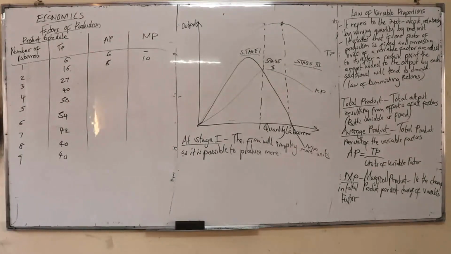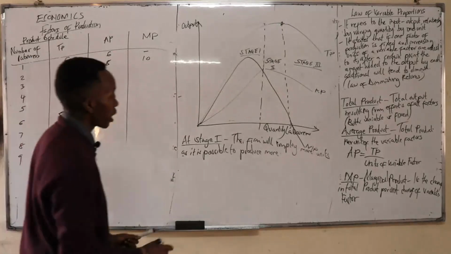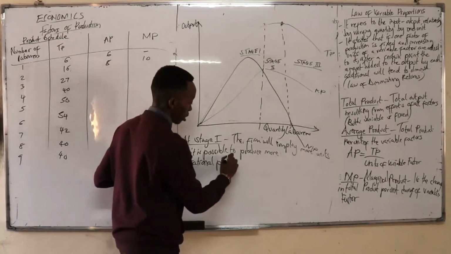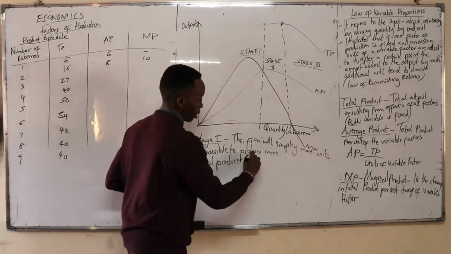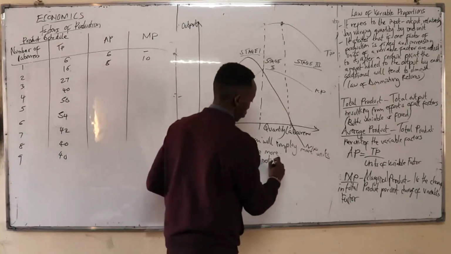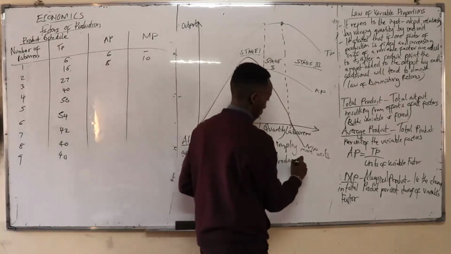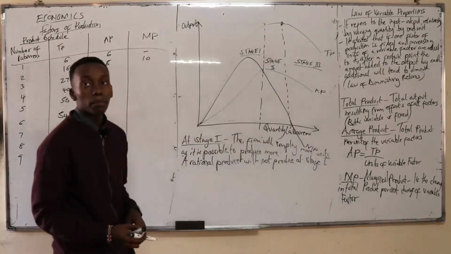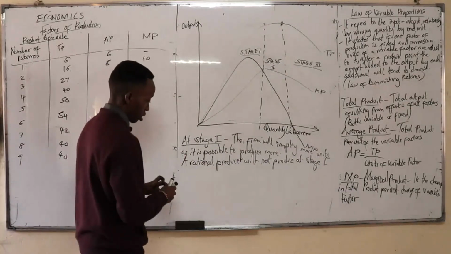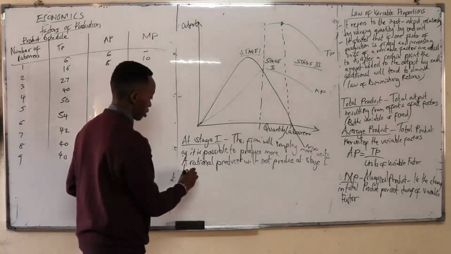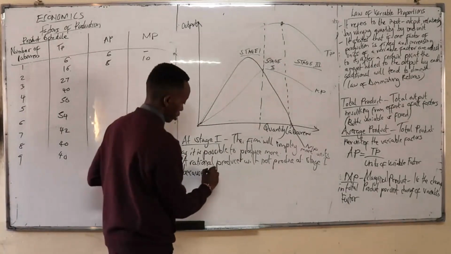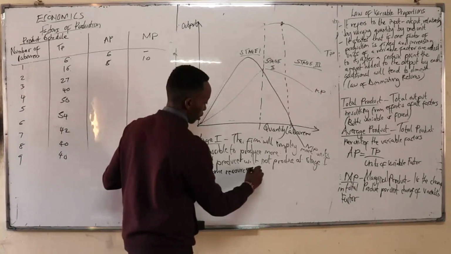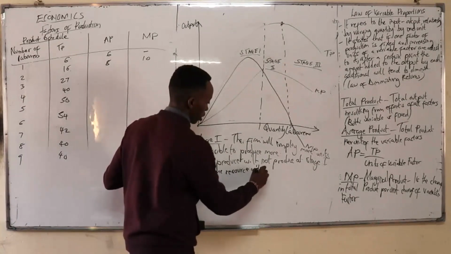You can say a rational producer will not produce at stage one. The reason is that at stage one some resources will be underutilized.